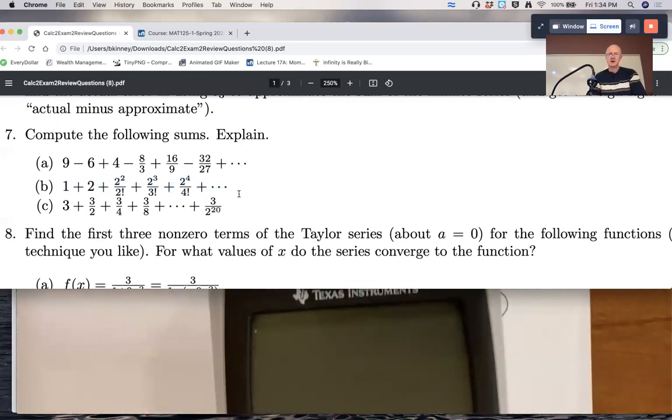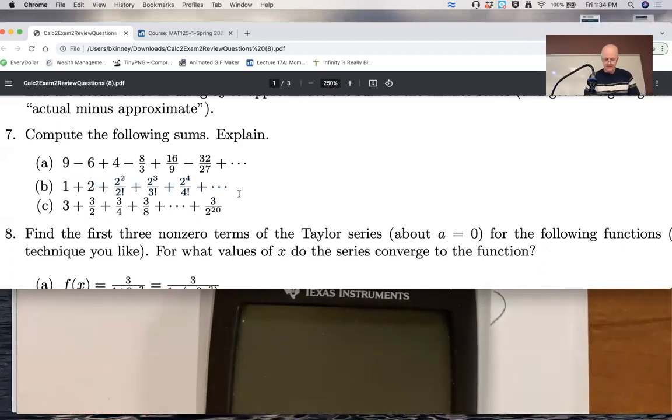Let's compute some partial sums. See how close we get. 1 plus 2 plus 2 squared over 2 factorial is 2. 2 cubed over 3 factorial is 8 over 6, which of course reduces to 4/3. 2 to the 4th over 4 factorial is 16 divided by 24, etc.